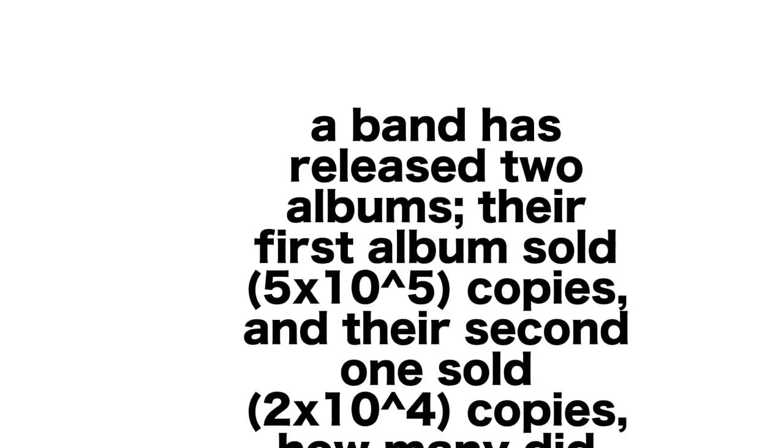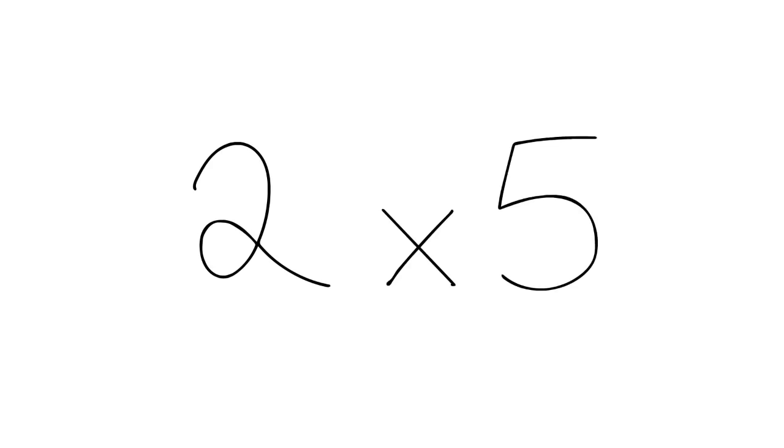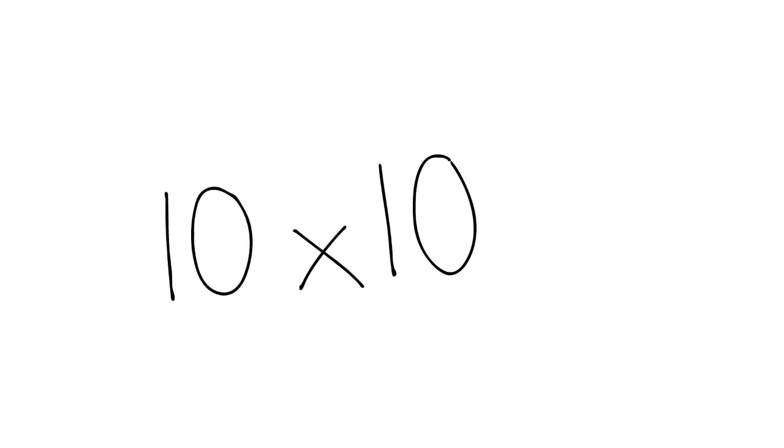Alright, now here's the last lesson, word problems. These are even easier. It's literally just a scientific notation problem, but with more words. Here's an example. A band has released 2 albums. Their first album sold 5 times 10 to the 5th copies, and their second one sold 2 times 10 to the 4th copies. How many did they sell in all? So you would solve this like a normal multiplication problem. So you would multiply 2 times 5, which is 10, and then add the exponents, which is 9. So it would be 10 times 10 to the 9th.